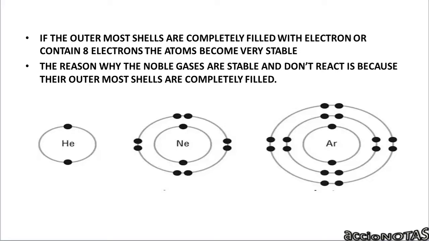If the outermost shell is completely filled with electrons or contains 8 electrons, the atoms become very stable. The reason why the noble gases are stable and don't react is because their outermost shells are completely filled.